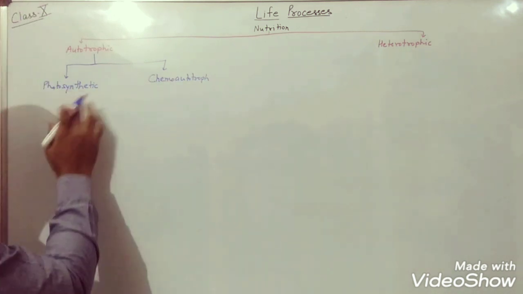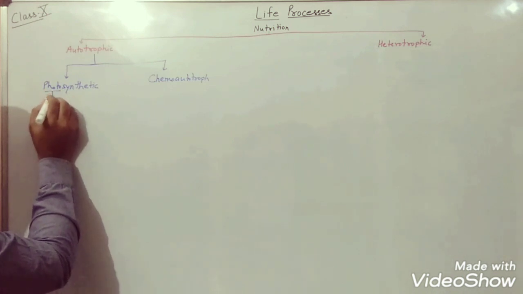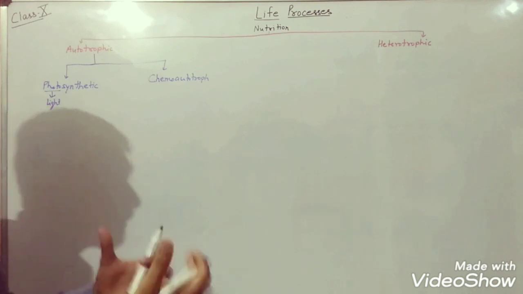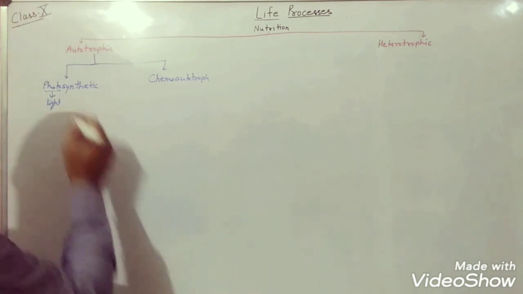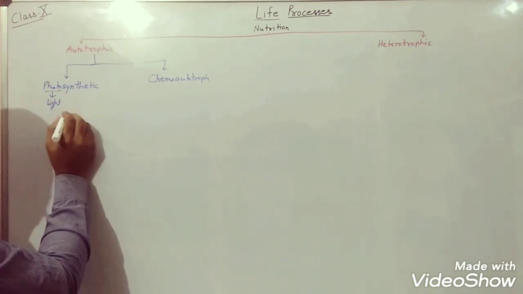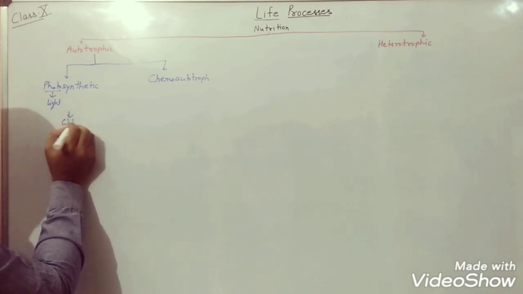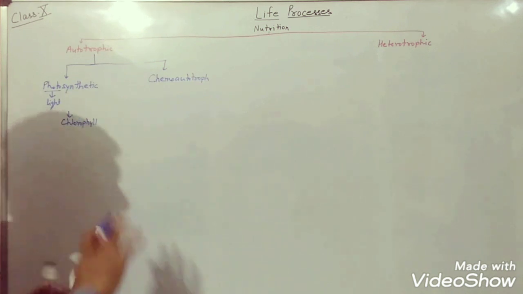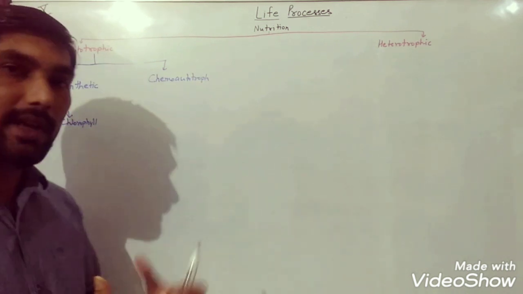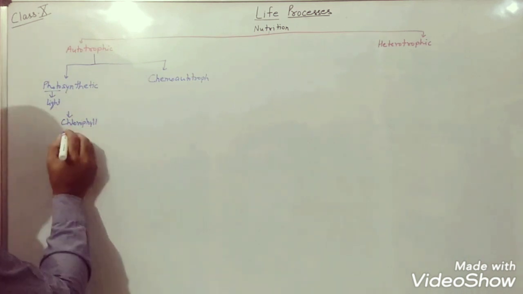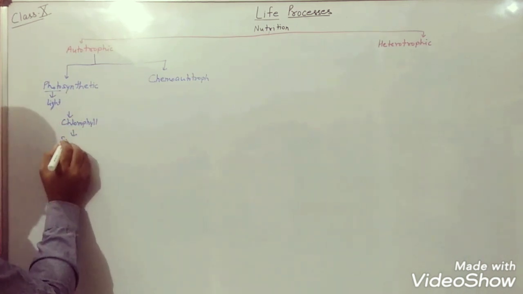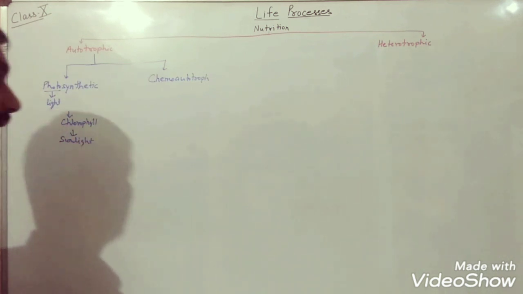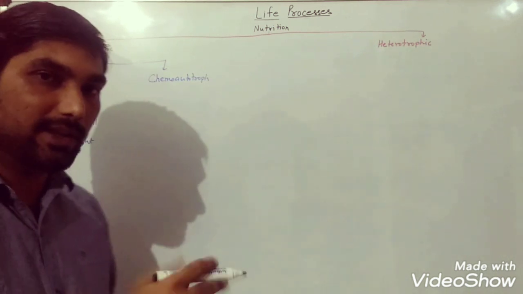So what do we mean by photosynthetic? Photo means what? Light, and synthesize means what? To put together or to make something. Such organisms have chlorophyll in themselves, and with the help of this chlorophyll they are able to trap solar energy, sunlight, and with the help of sunlight they prepare what? Their own food, and that's why they are capable of providing their nutrition by themselves.